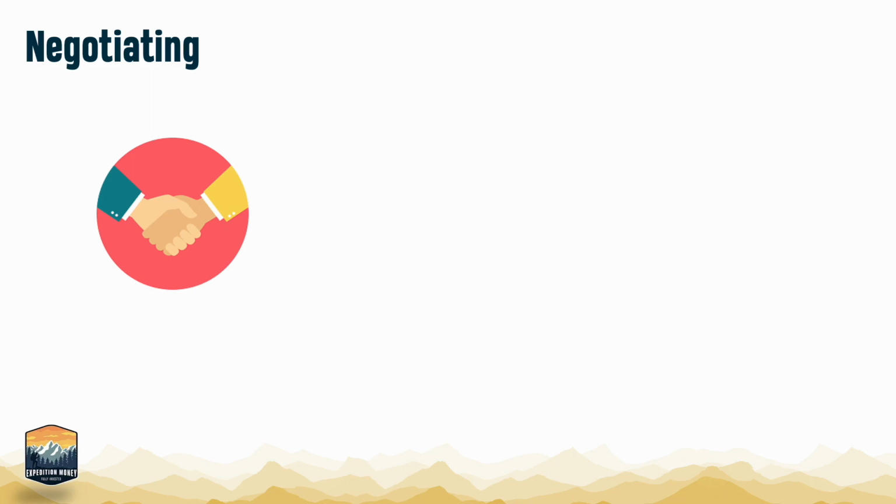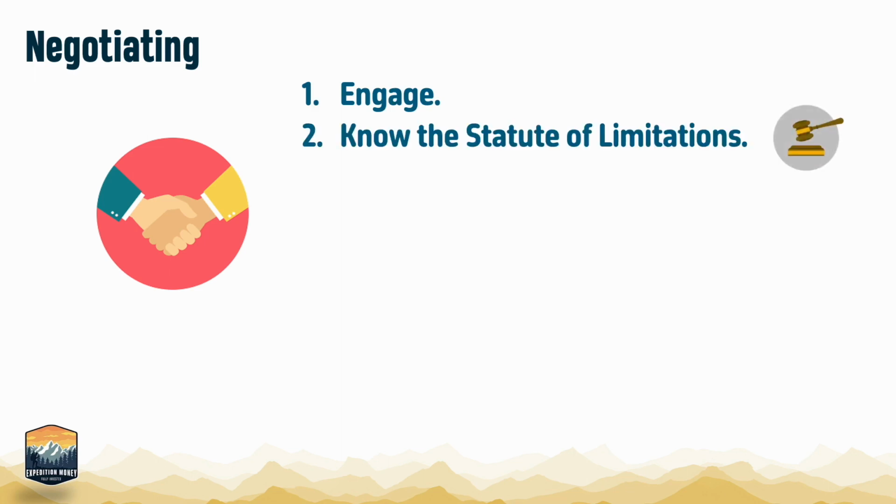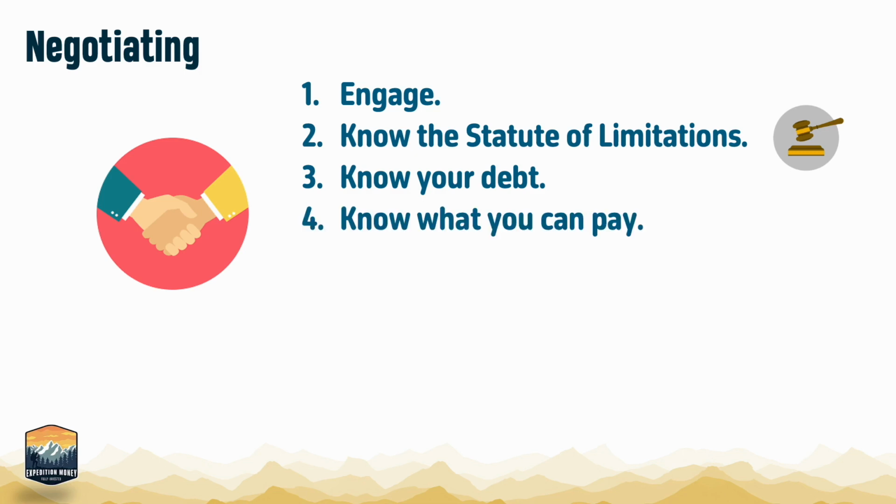So in order to stop the calls and start the negotiation, you'll first want to engage with the collector over the phone. You'll also want to know what the statute of limitations is for suing you for the debt in your state. In some states, it's 4 years, but it may be longer. That means that if the time limit has passed, the collector may not be able to sue you, making it more likely they'll accept a deal. Also, you'll want to know exactly what the debt is. Don't just accept their numbers as correct. There may be interest and fees added on to an original amount. Know what you can afford and are able to pay. You don't want to offer an amount that you won't be able to come up with.